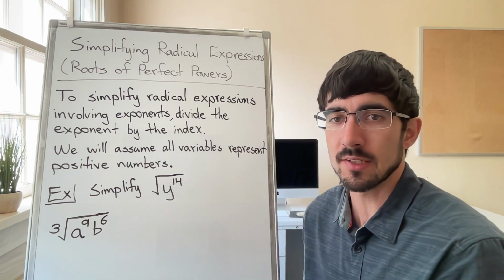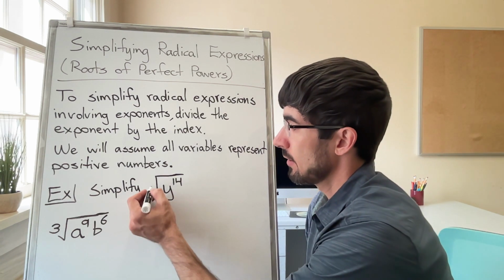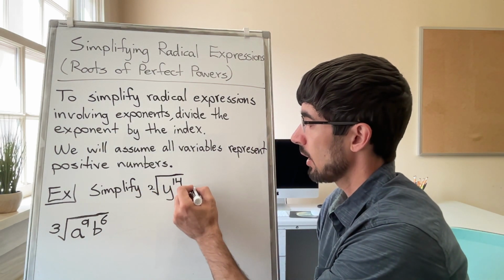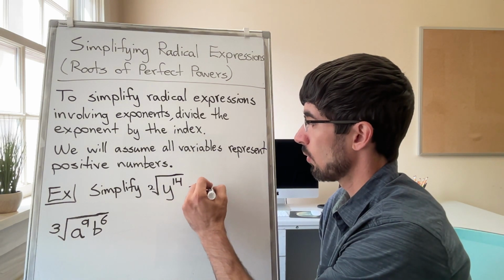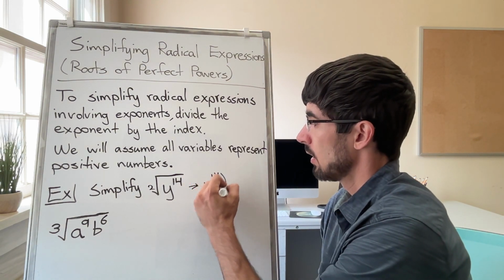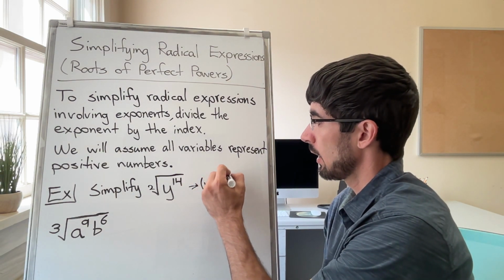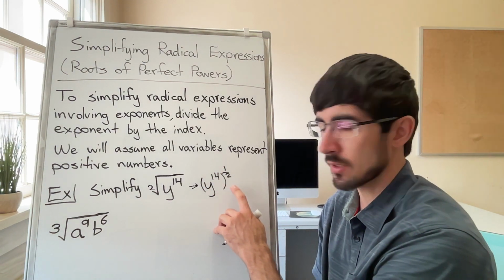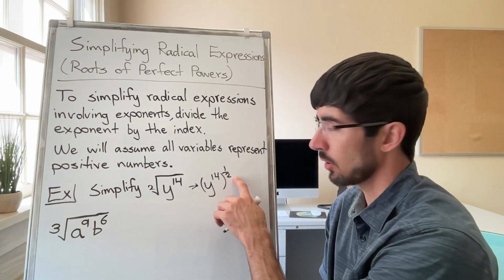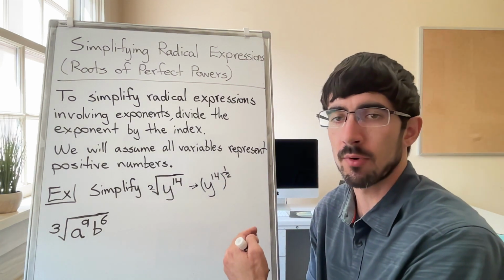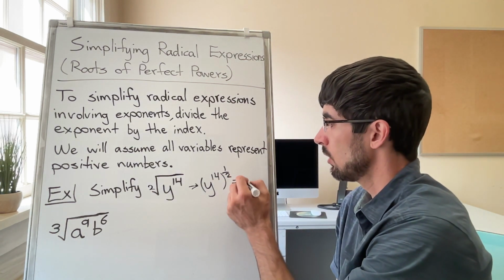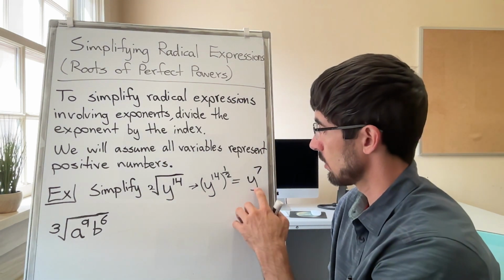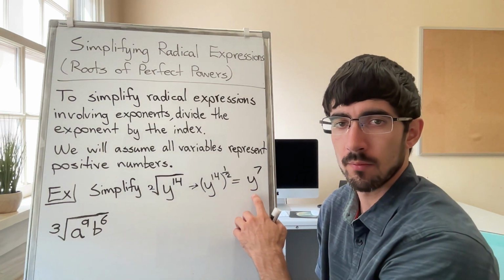I'm going to rewrite this in its exponential form. So this has an index of 2 because it's a square root. That's usually assumed. And so I could rewrite this as y to the 14th to the power of 1/2. Then the way to simplify this exponential expression is to multiply 14 times 1/2. When I multiply 14 times 1/2, I get 14 over 2, or 7. So the square root of y to the 14th is y to the 7th.